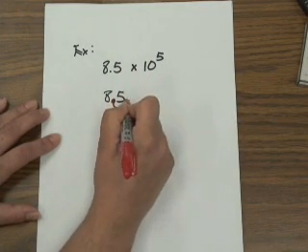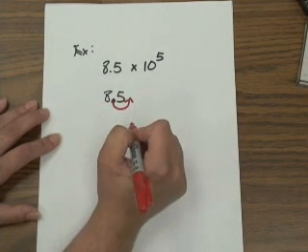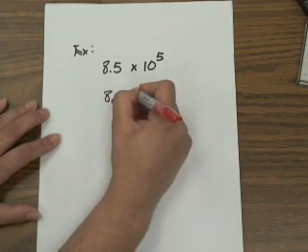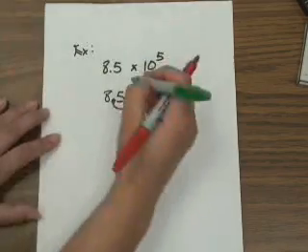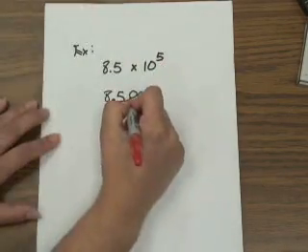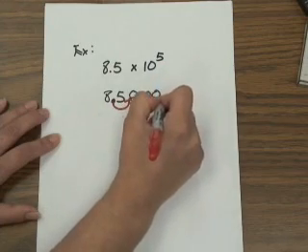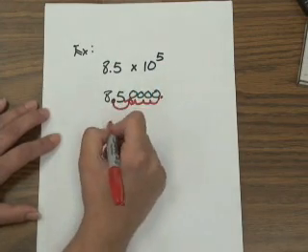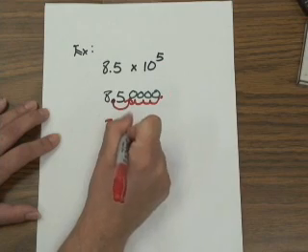So from here to here is 1 place. I still need to move the decimal 4 more places. So I'm going to add 4 zeros. 1, 2, 3, 4. So now my number in standard form looks like this.